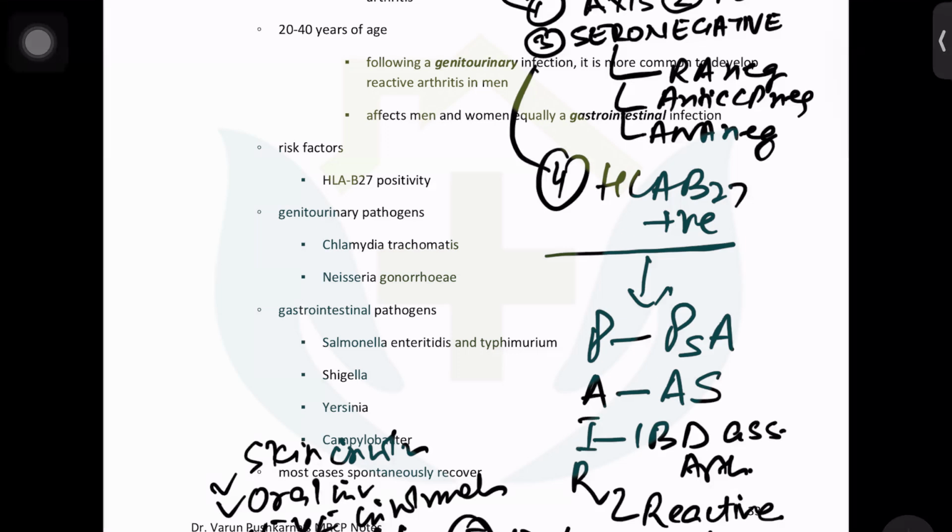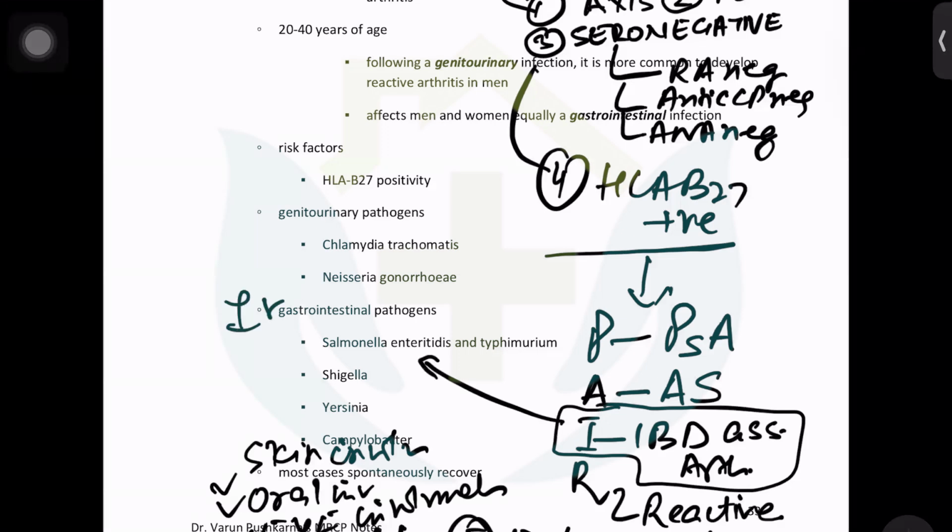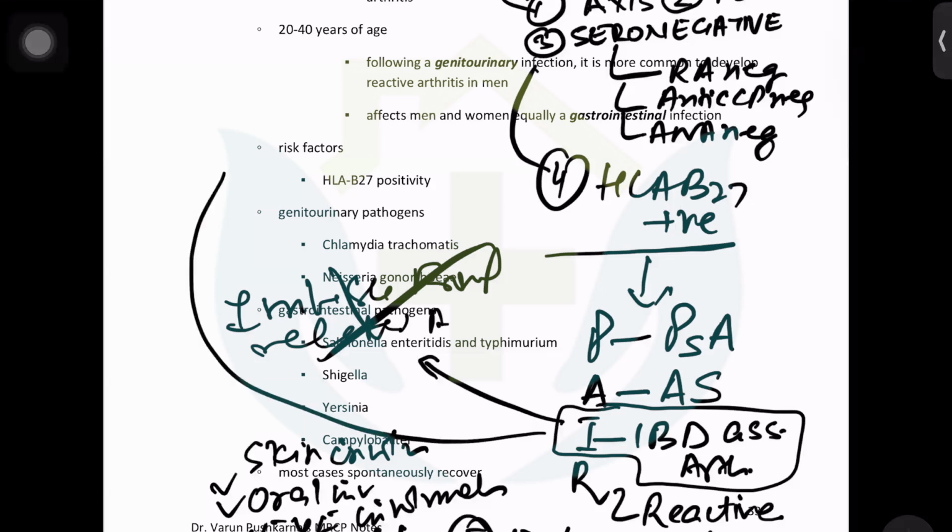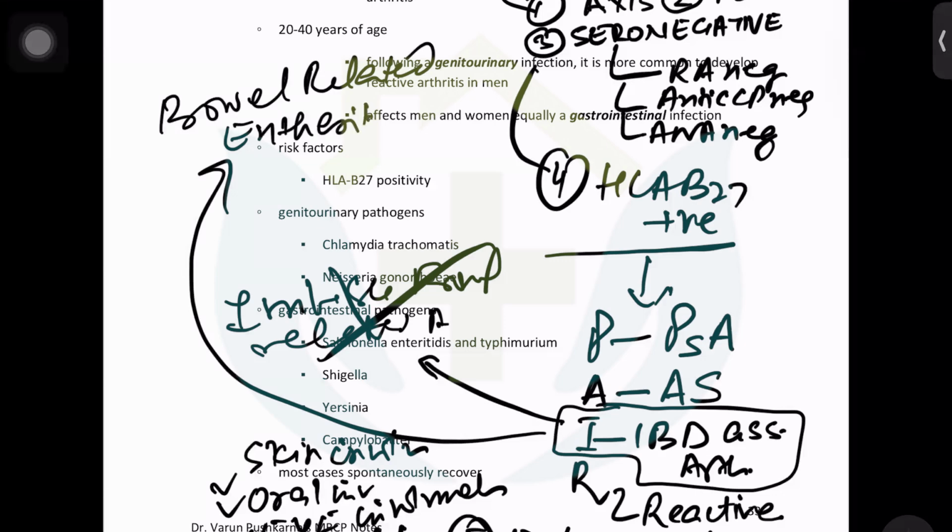MRCP people, they are very clever. Sometimes in the options, they write irritable bowel syndrome related arthritis. That is a wrong answer. Sometimes they say bowel related enthesitis. That is also one of the features of these 4 diseases.